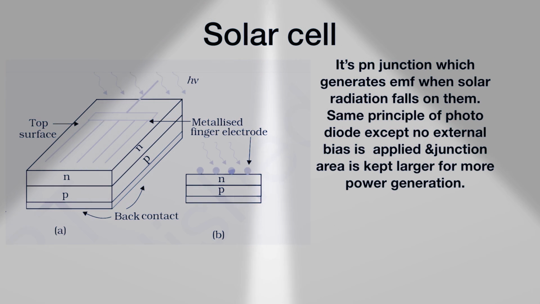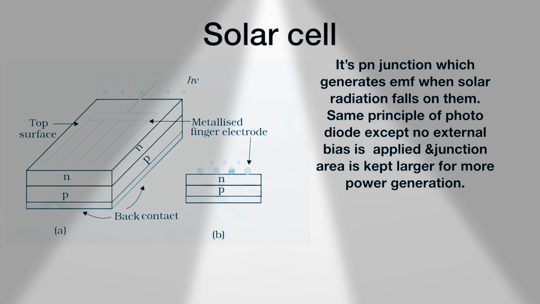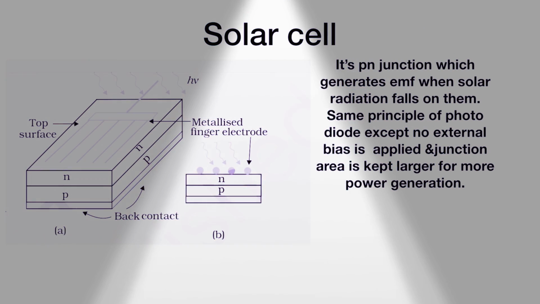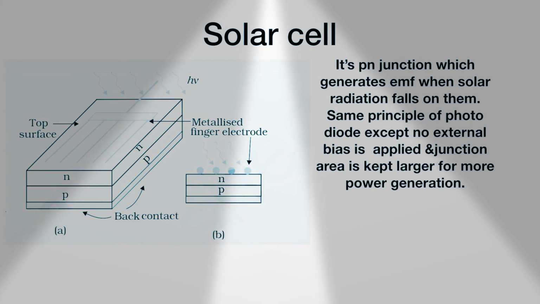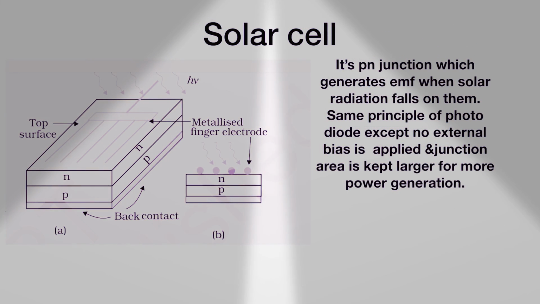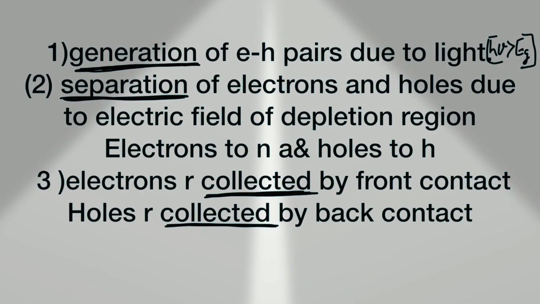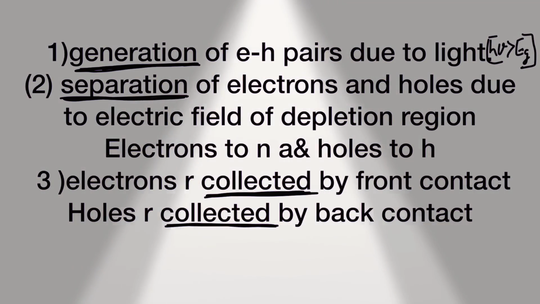Solar cell, it's a PN junction which generates EMF when solar radiation falls on it. Same principle as the photodiode, except no external bias is applied and the junction area is kept larger for more power generation. So three points should be remembered: generation, separation and collection.